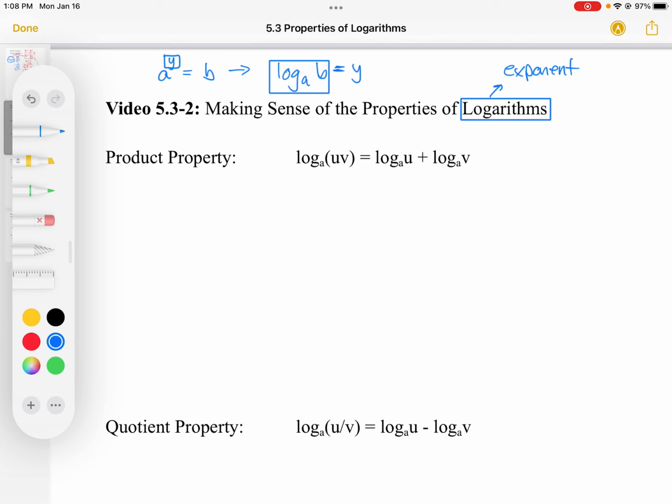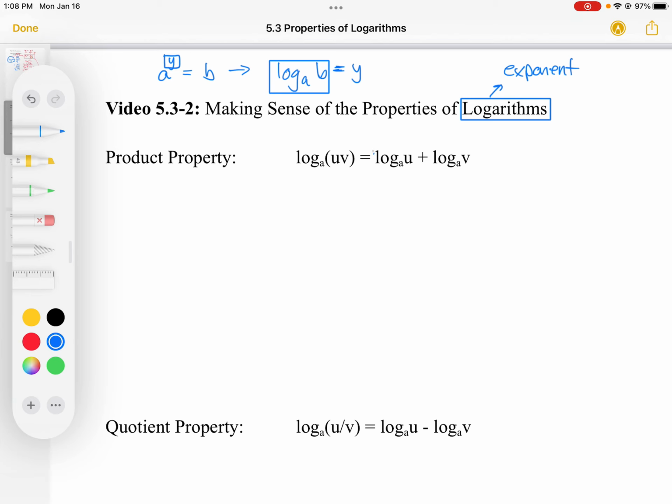So here we have the product property. It's our first property that we're looking at. If we're taking a log, notice all the logs are the same base. In this case, they're all base a. That's important. So we're taking the log of u times v. That's equal to the log of u plus the log of v. Now, why is that true?